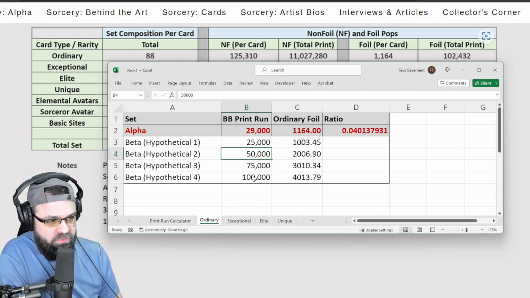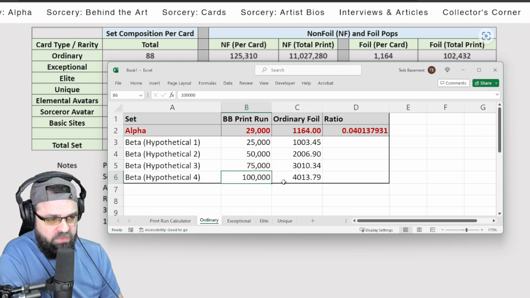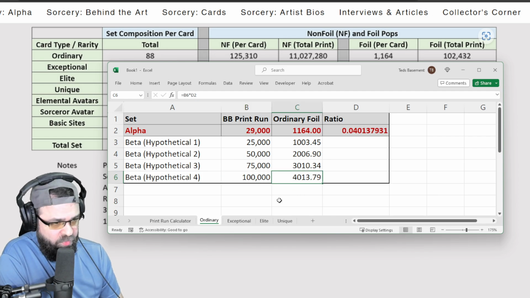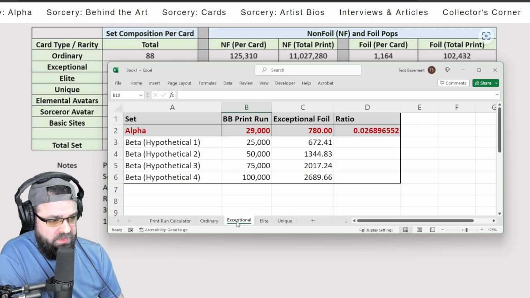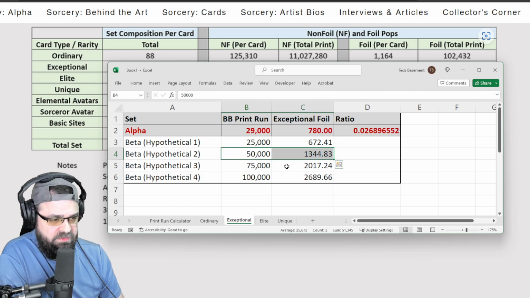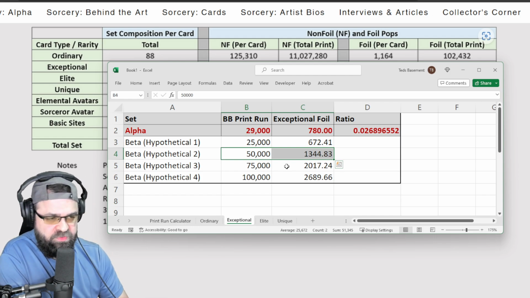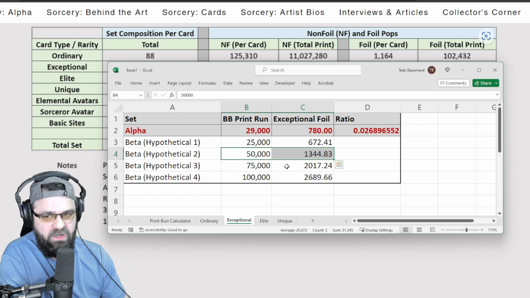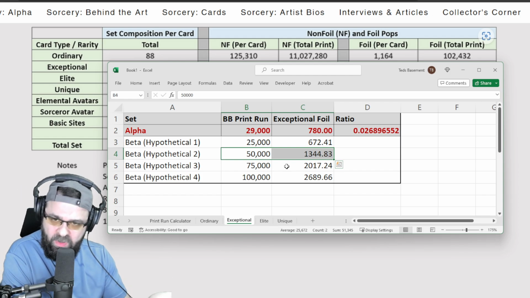If we move into some of the bigger numbers, 75,000 booster boxes, you're going to have a 3,000 ordinary foil print run. And of course, 100,000 brings you up to a 4,000 ordinary foil print run. The exceptionals, kind of interesting because at 50,000 boxes, there's only 1,300 exceptionals. Now we're only at the exceptional rate, but we're getting to a point where, again, this is very close to Magic the Gathering's alpha rare print number.